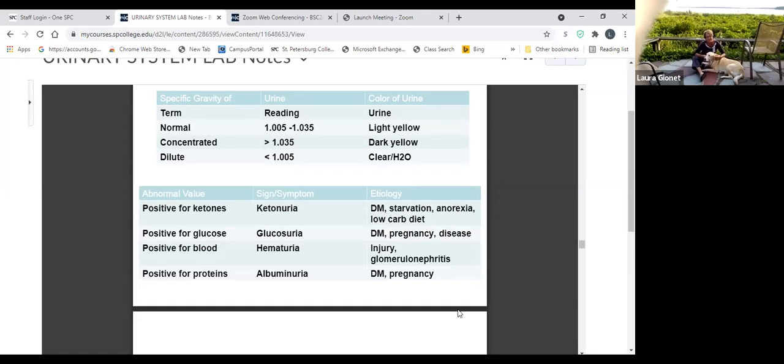Glomerulonephritis is an infection that has traveled. It's not just a urinary tract infection like the lower portion of the urinary system, like the bladder and the urethra. This has now traveled all the way up the ureters and is affecting the kidneys themselves. And that's considered glomerulonephritis.